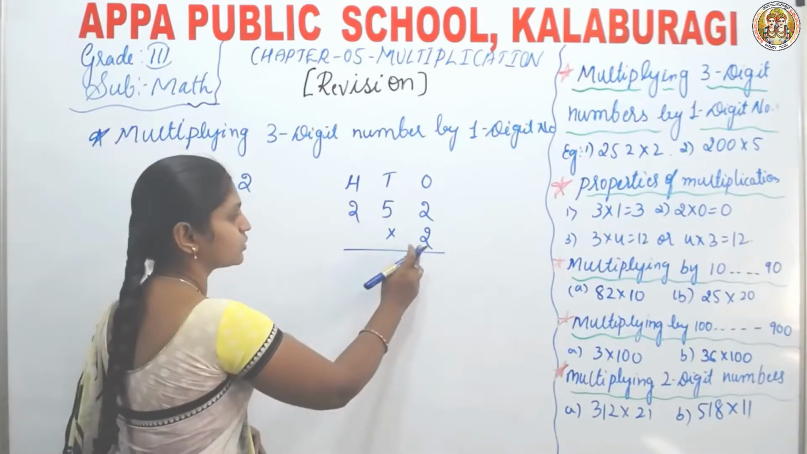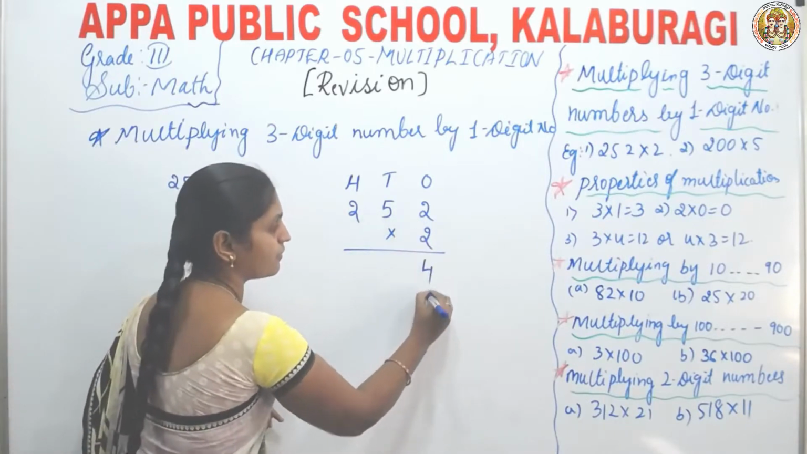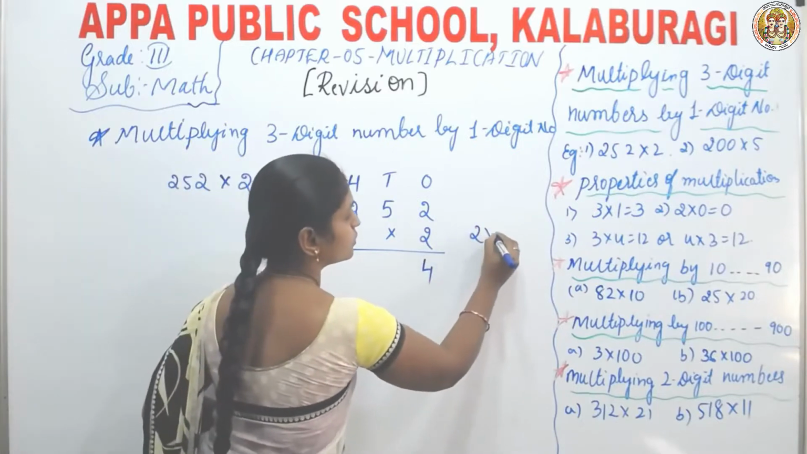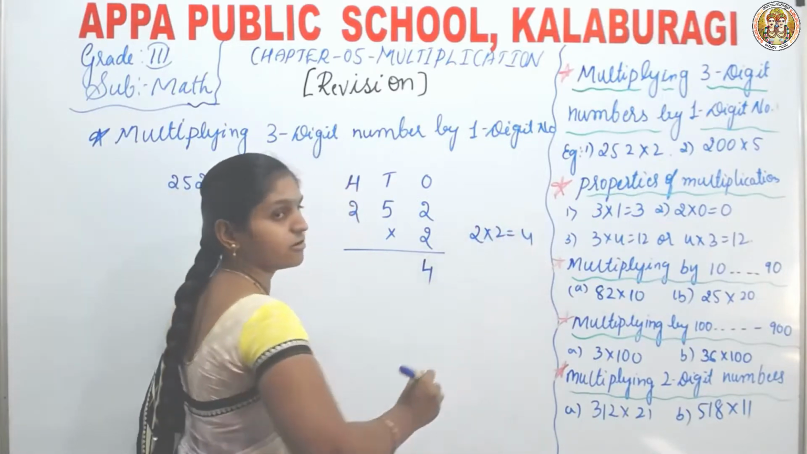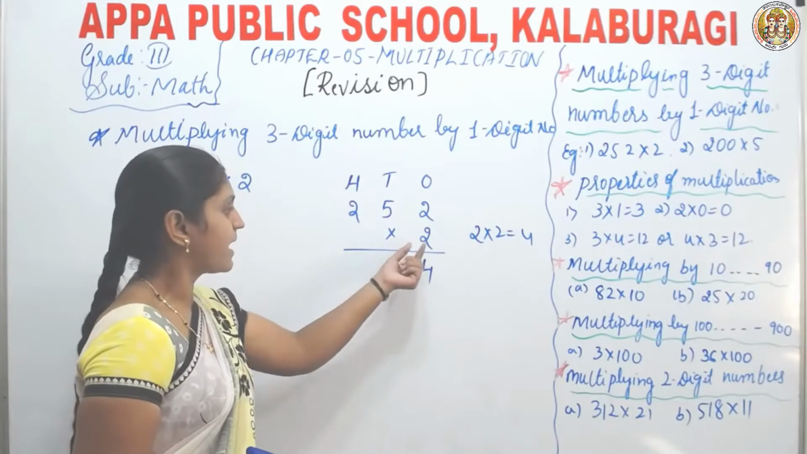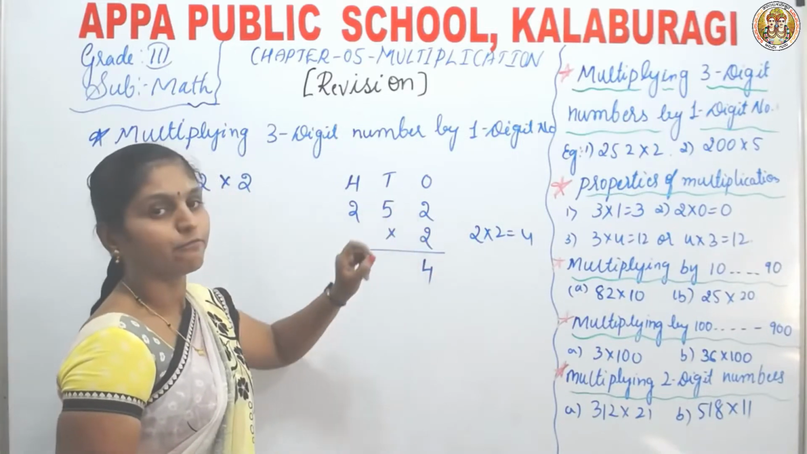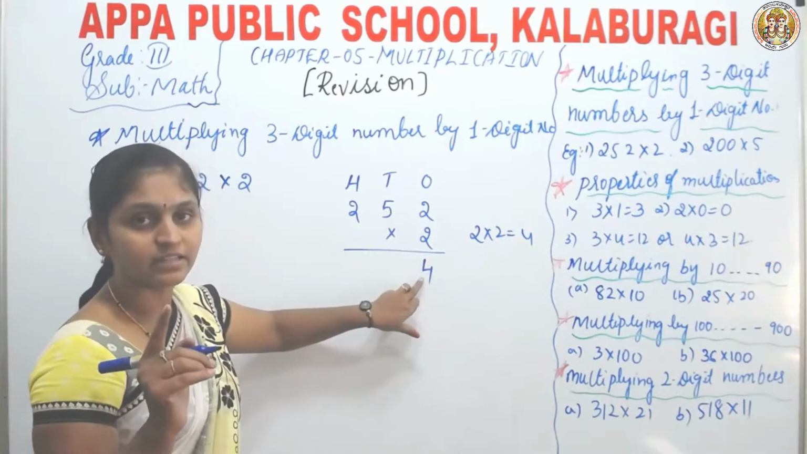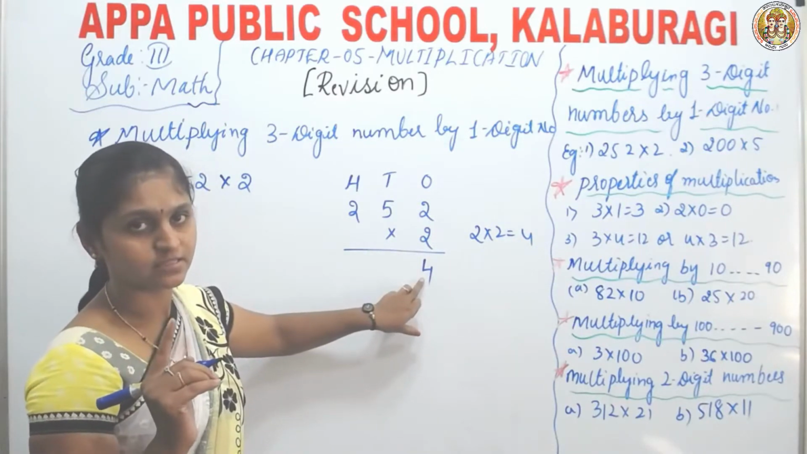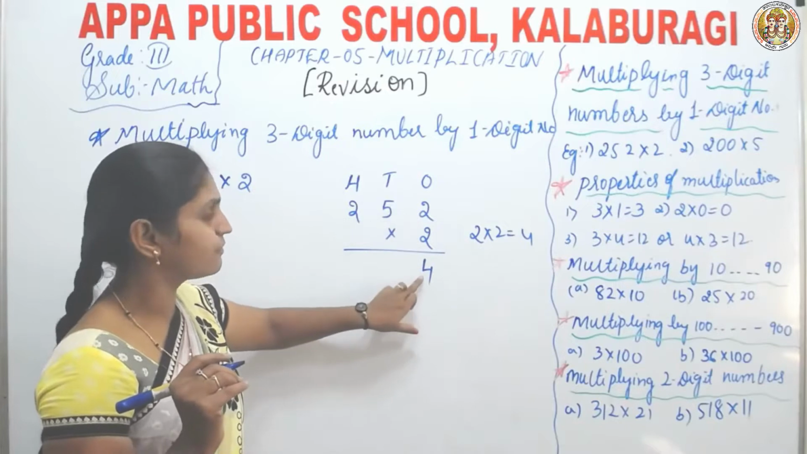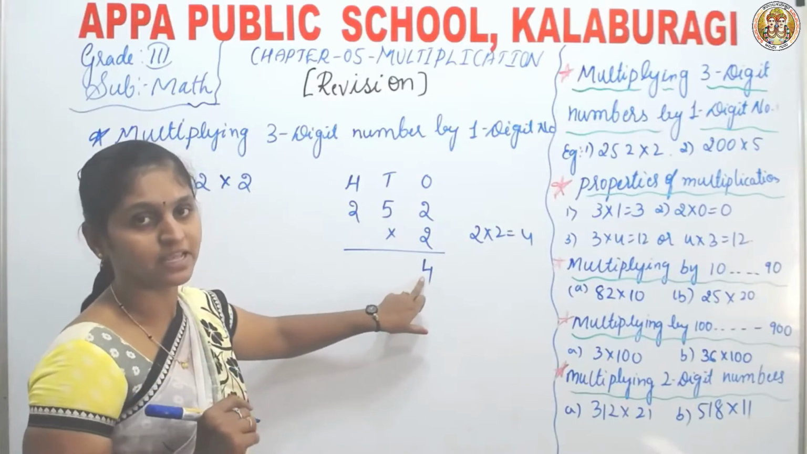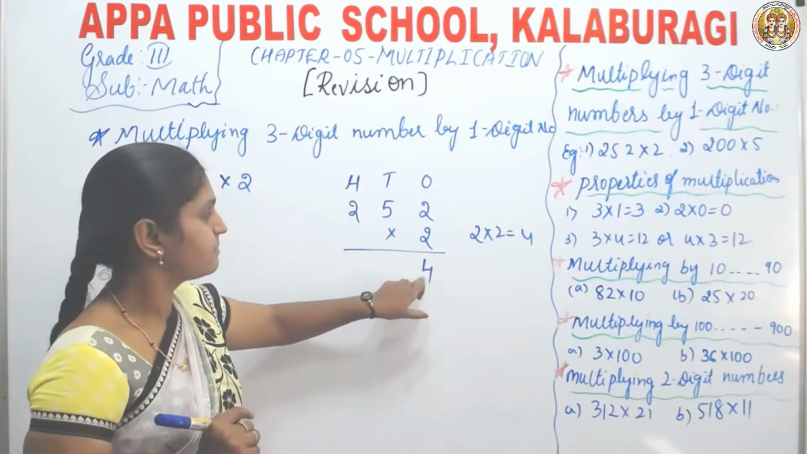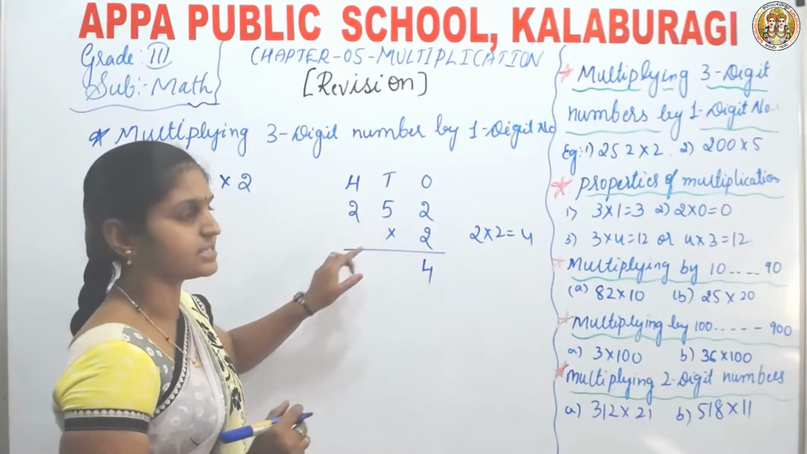Yes, 2 twos are 4. You are multiplying the ones place with the ones place. 2 twos are 4. Write it in the ones place. Next you are multiplying with the tens place.